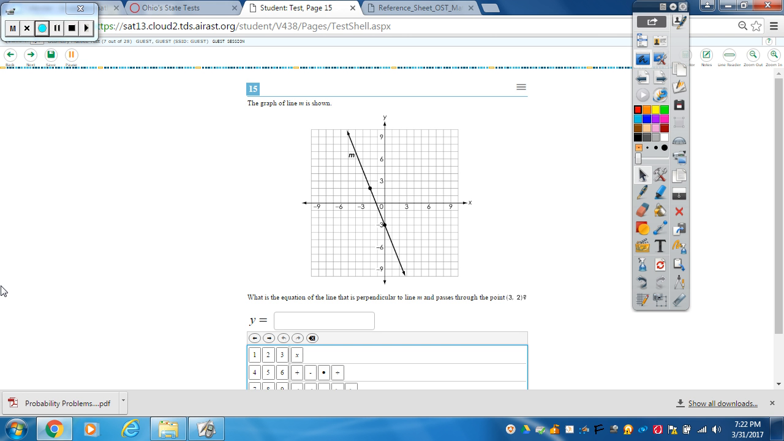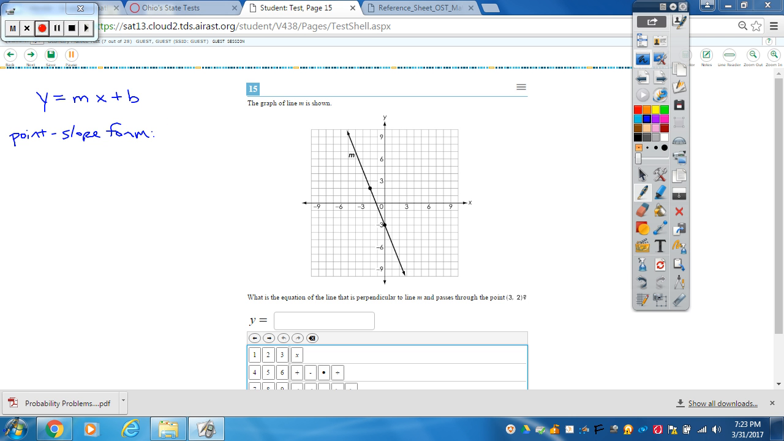The graph of line M is shown. What is the equation of a line perpendicular to line M that passes through (3, 2)? Okay. Well, here's another formula that you're going to have to memorize. You might not have known this wasn't on your formula sheet, but not only do you want to know the slope-intercept form, you also want to know the point-slope form.